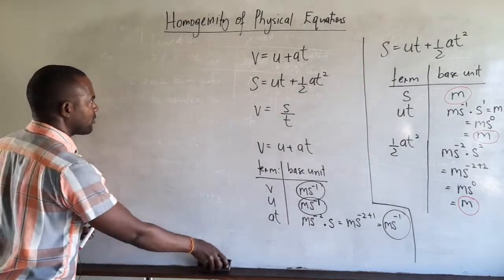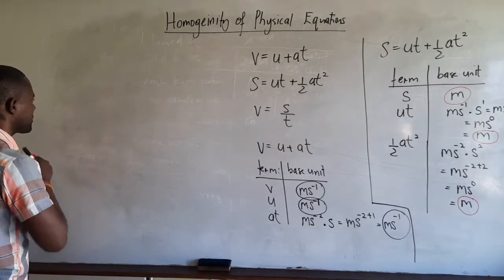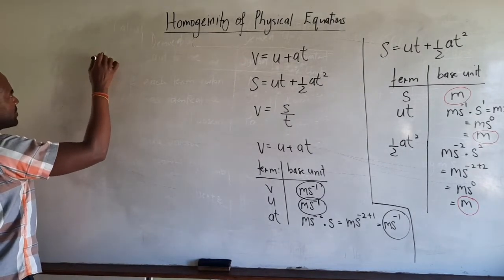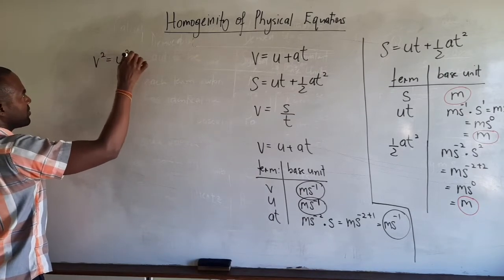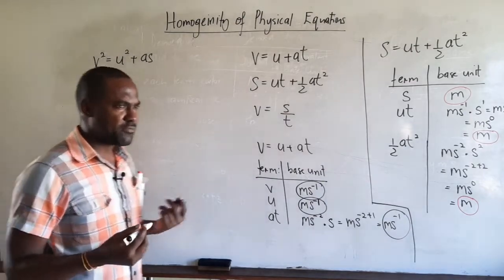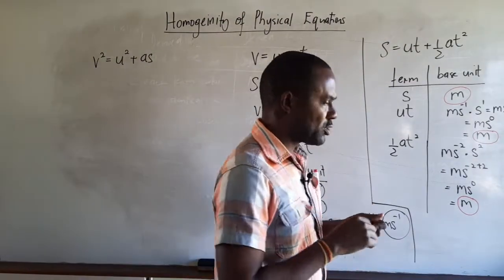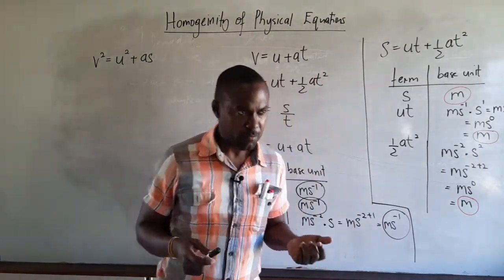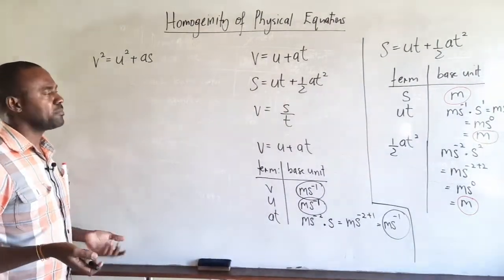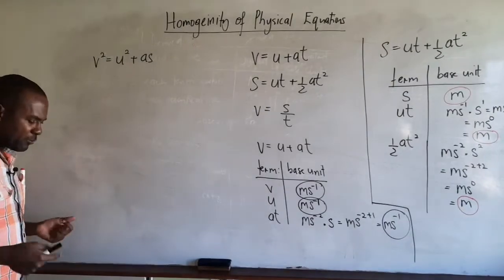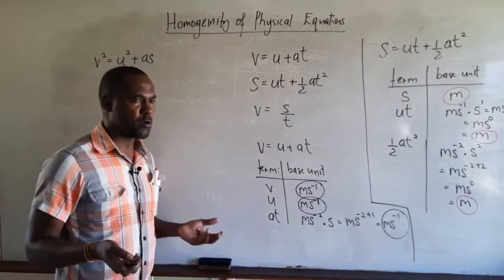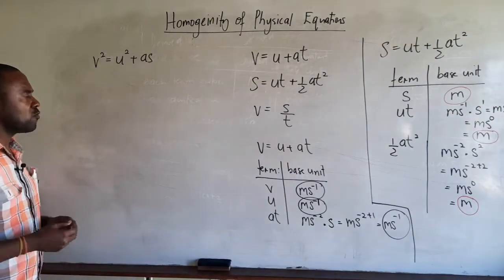Now, let's look at this equation. v squared equals u squared plus as. Now, let's pretend that we've never seen this equation before, so we don't know if it's correct or not. All right? Let's just pretend, because, of course, it is an equation that we ought to be familiar with. So we cannot tell if it is correct or not. We will check this equation for homogeneity.